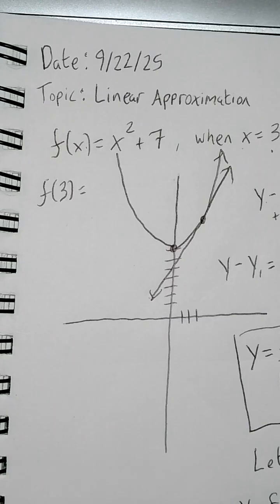Frog says 16. Ryan says 16. Nene says f of 3. Okay.